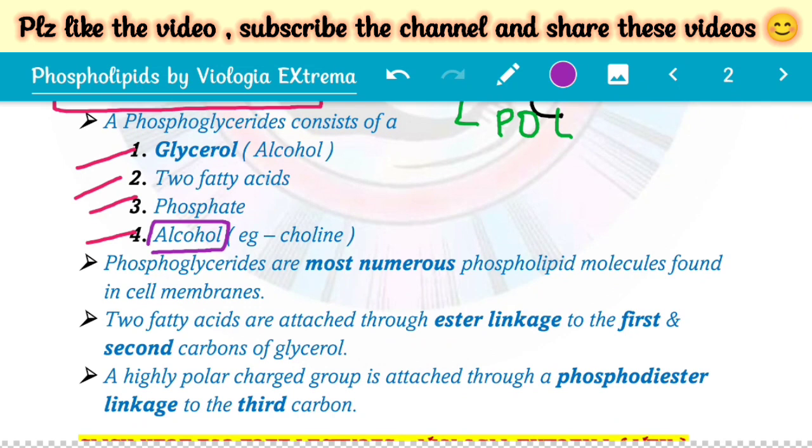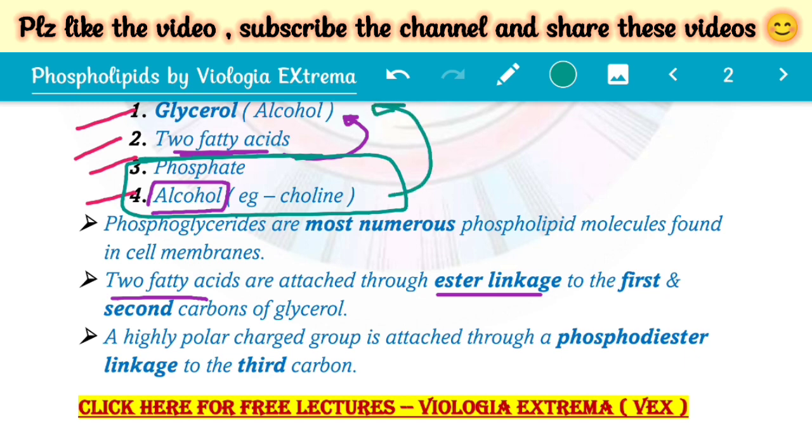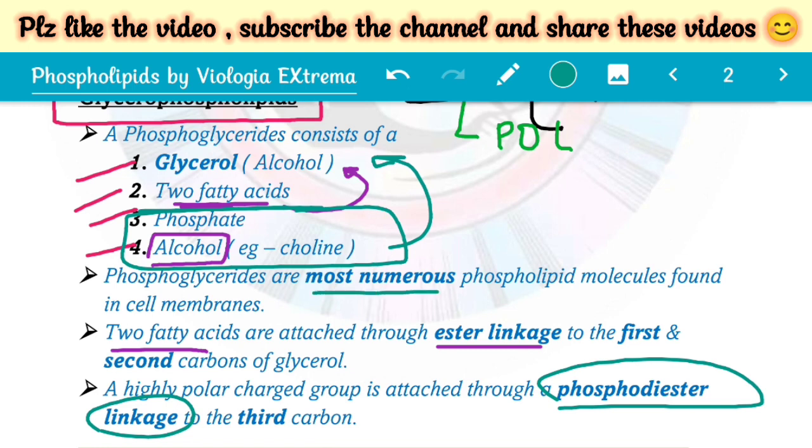Let's look at what we have studied: the two fatty acids are attached to the glycerol molecule with the help of ester linkage, while this polar head group, which consists of a phosphate and an alcohol group, is attached to the third carbon of the glycerol with the help of phosphodiester linkage. You don't need to remember first, second and third carbon; you need to remember the linkage. Clear? Also, it is mentioned here that phosphoglycerides are the most numerous, most abundant cell membrane lipid molecules.